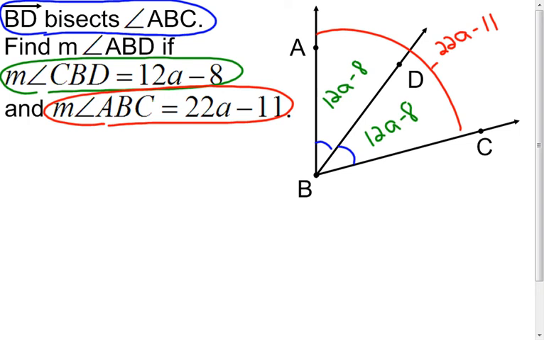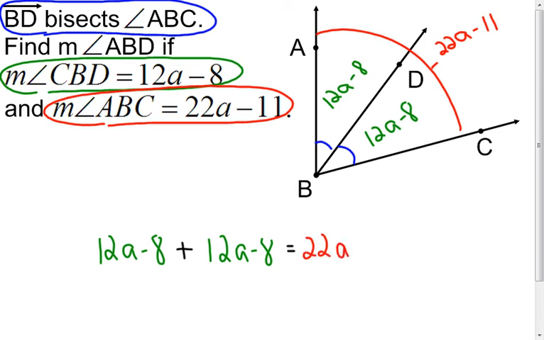And now I see that I know the two small parts of the whole angle, and I know what the whole angle is supposed to equal. So I'm going to write an equation. I'm going to start with the 12a minus 8, call that angle ABD. I'm going to have the other one, the 12a minus 8, that's angle CBD. If I add these two angle measures together, it should give me the measure of the whole thing. The measure of the whole thing, told to us in the problem, is 22a minus 11.